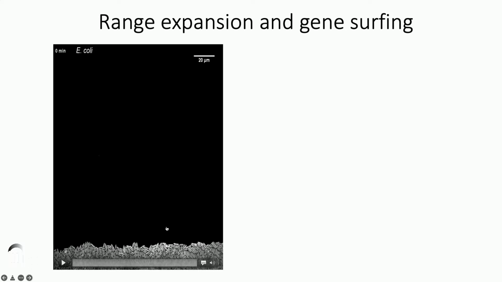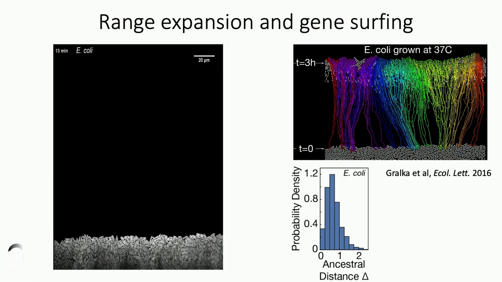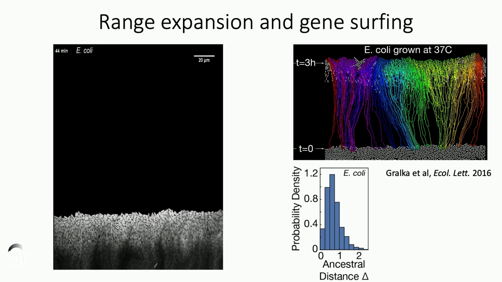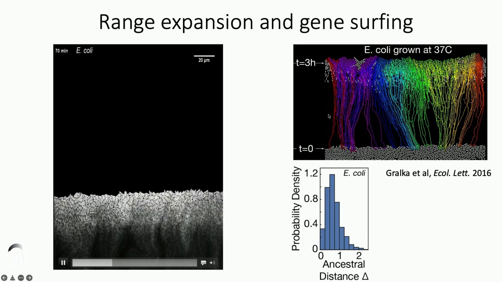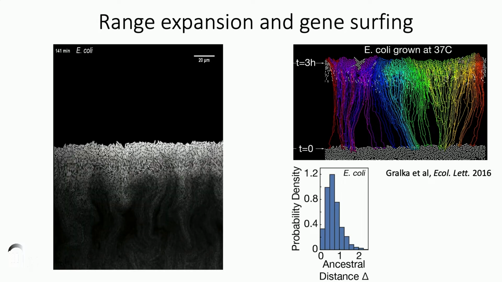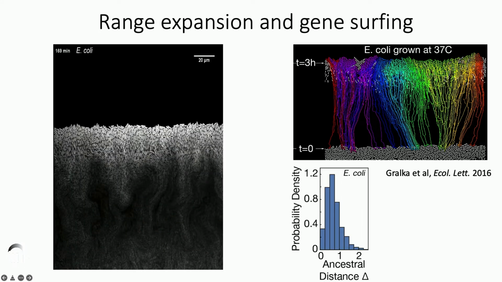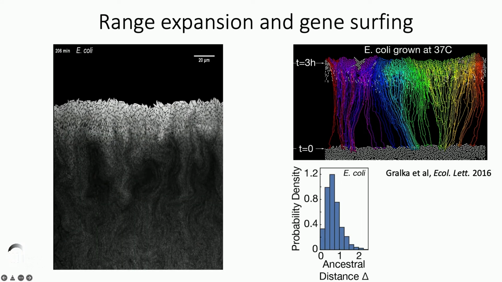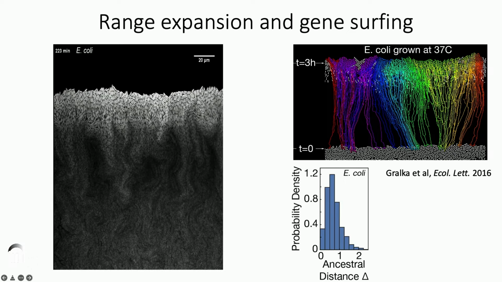It's a movie of the front of an E. coli colony expanding on an agar plate. What you find is that if you track all the lineages of the bacteria over time, so let's say 3 hours after the expansion, you look at all bacteria that are at the front, and then you trace back where they came from 3 hours before, they all came from very few cells that were at the very, very front of the expansion.